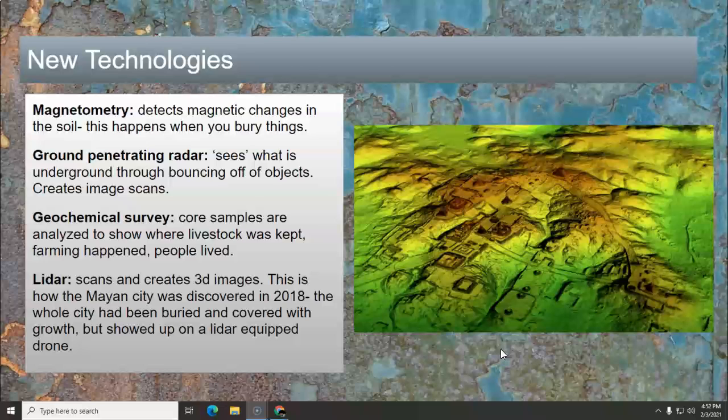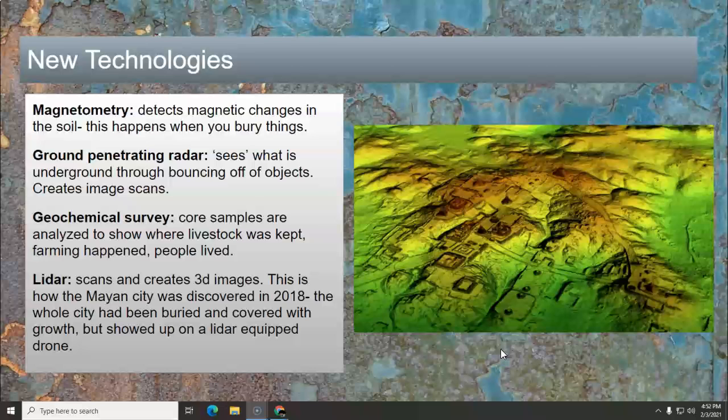Another thing they use in forensics as well. Geochemical surveys are more scientifically technical. They take a small core sample from the earth and analyze it, and because of the way different chemicals react to it and are found, they can kind of tell, okay, livestock was kept in this area because there's a lot of the chemicals that are in cow poop. Farming happened here because you have layers of fertilizer and plant material and fertilizer. Oh, people lived here because there's people poop.